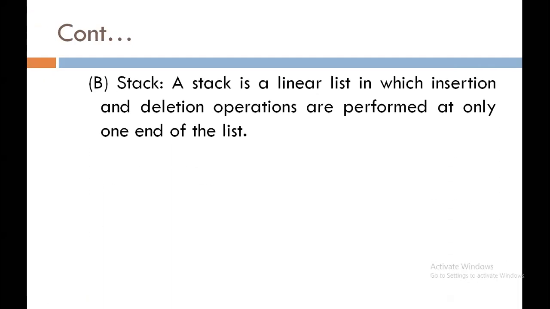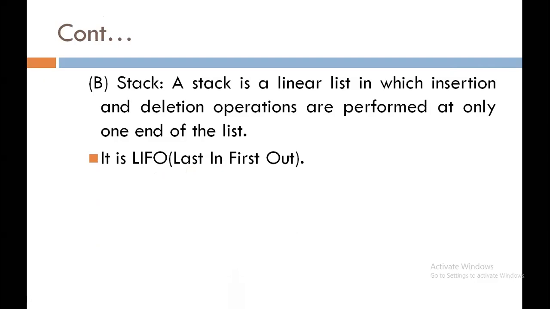Next type is stack. A stack is a type of linear list in which insert and delete operations are performed at only one end of the list. It is also known as a LIFO data structure. LIFO means last in, first out.